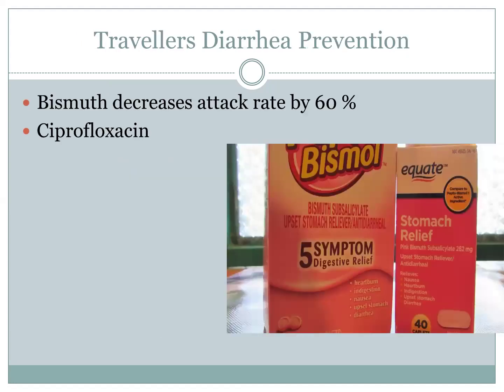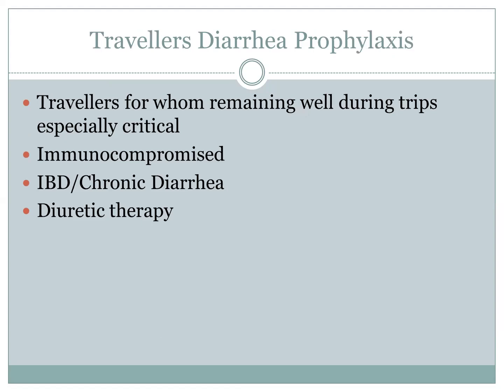It can be prevented by bismuth, and it is the recommended treatment for traveler's diarrhea because of the widespread antibiotic resistance which has been seen in recent decades due to misuse of antibiotics. So the antibiotic recommended is ciprofloxacin.